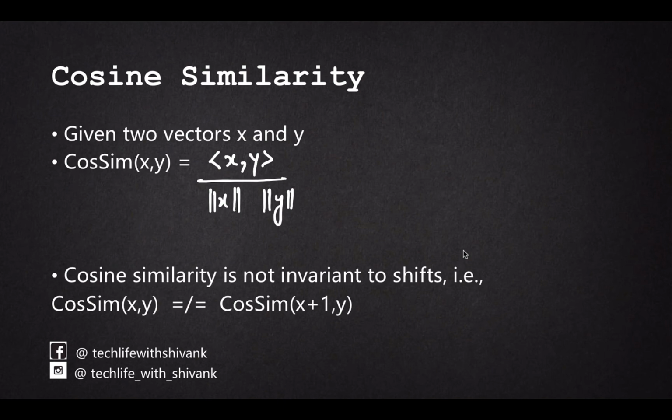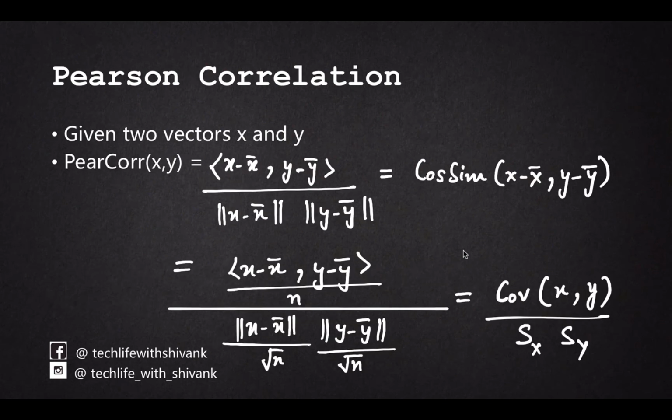To formalize this, we notice that cosine similarity is not invariant to shifts in data. That is, the cosine similarity of x and y is not the same as the cosine similarity of x plus 1 and y. And to avoid that, we use Pearson correlation. Pearson correlation or centered cosine between x and y is calculated by first subtracting the means from x and y and then taking the cosine similarity.